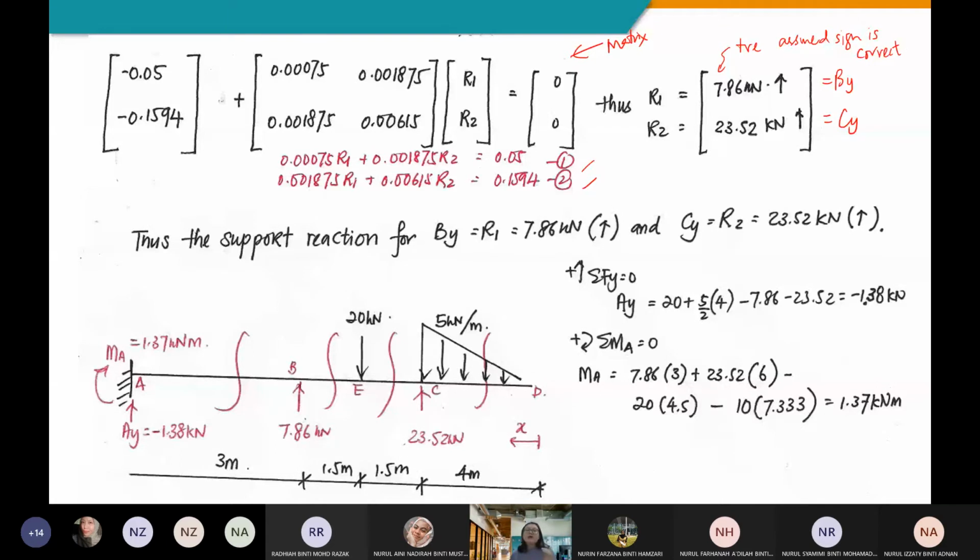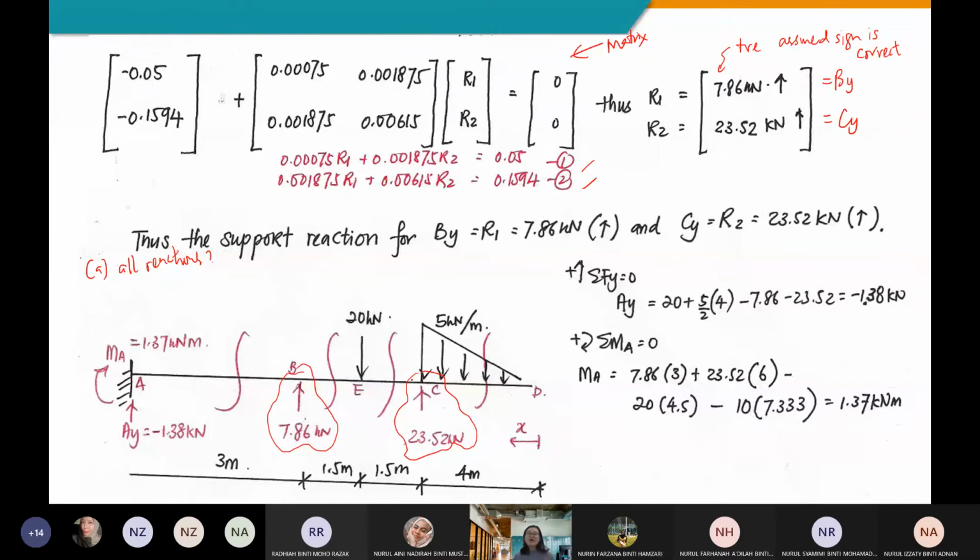So to solve your problem A, it said that you need to determine all the support reactions. How do you need to do that? So you need to put in the real values from your calculation, R1 and R2, into the real system.